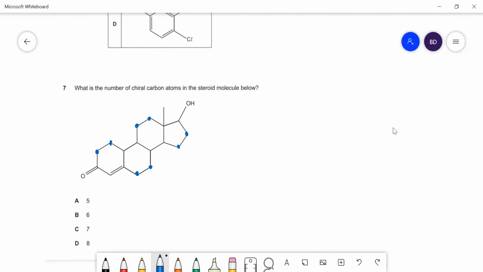They're not chiral. I'm going to color in these ones, which can't be chiral because they've got double bonds, so they're only attached to 3 things. Forget about them. I'm going to color that one in there. That's a CH3 group, so that's not chiral. It's got 3 hydrogens attached. Now everything else there has got 4 different groups attached. So we have got 1, 2, 3, 4, 5, and 6. B is the answer there.